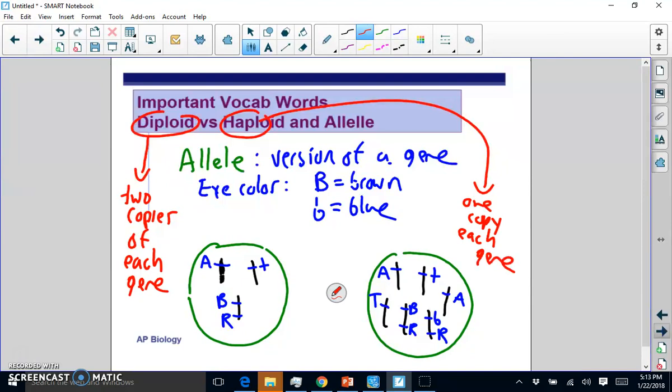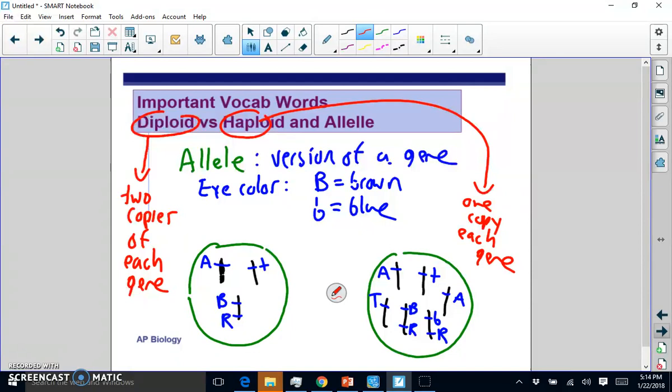Now, if we take a look at the 2 cells on the bottom that they drew, those black lines represent a chromosome, and then the blue letters represent an allele. So, for example, on this chromosome we have the big A allele, and on the chromosome over here we also have the big A allele. On this chromosome we have the little T allele, I said that could be like being tall, and then here we have the little T allele. One of these cells, which we're going to talk about in a second, is haploid, and the other is diploid.